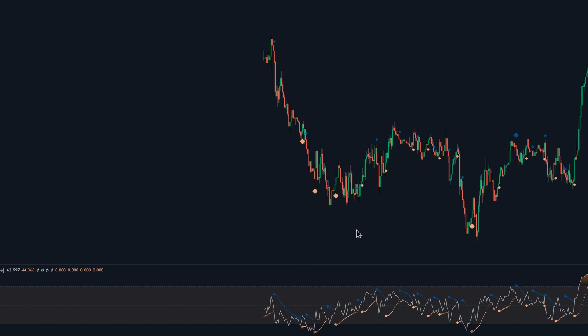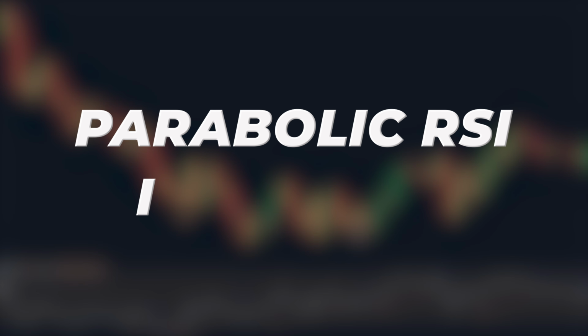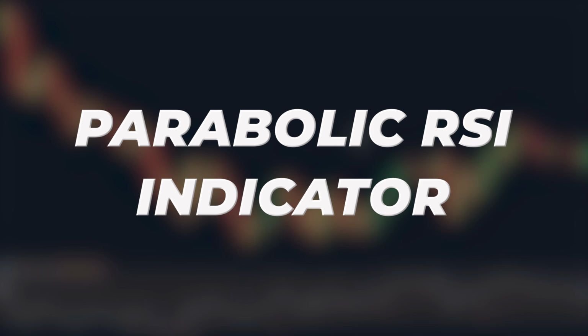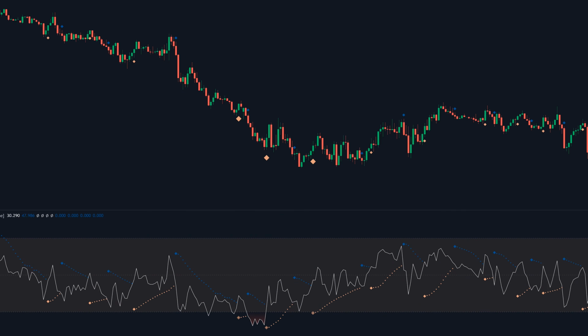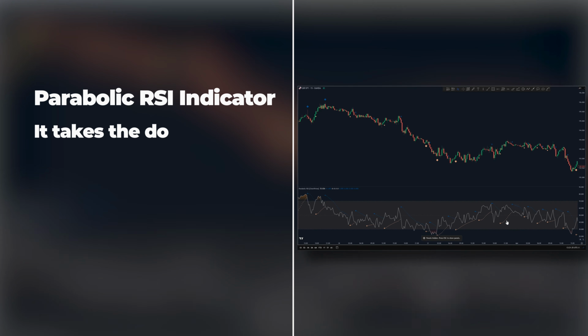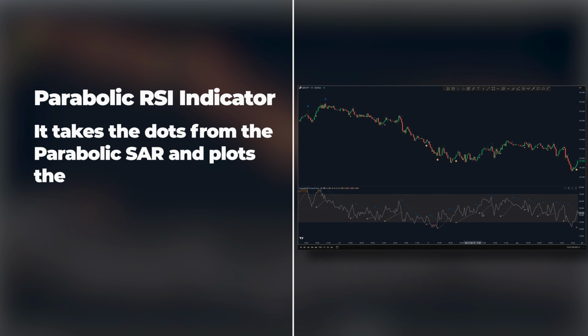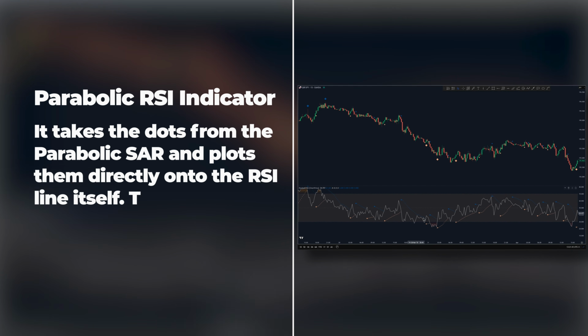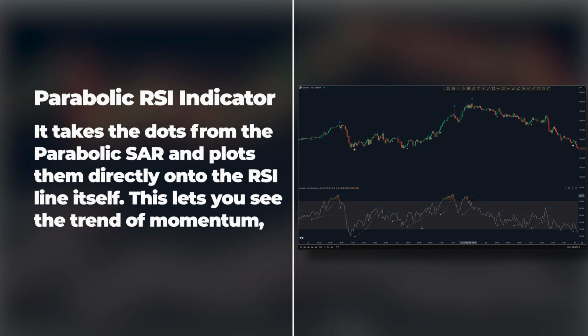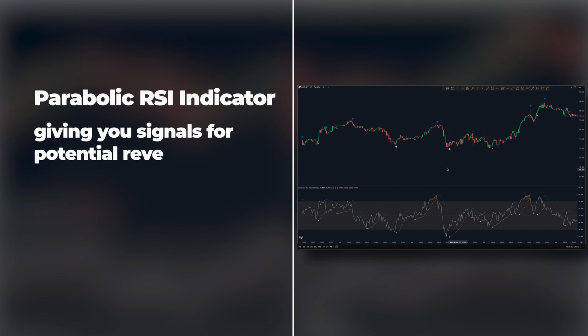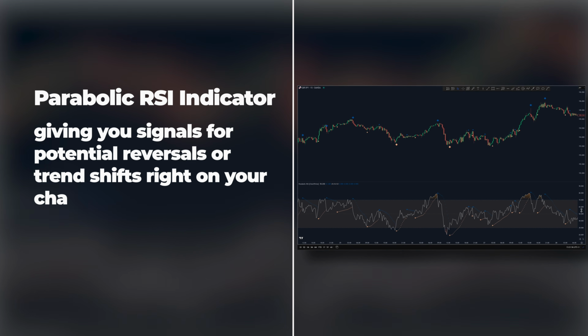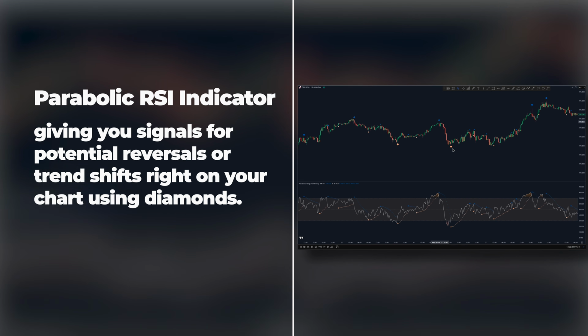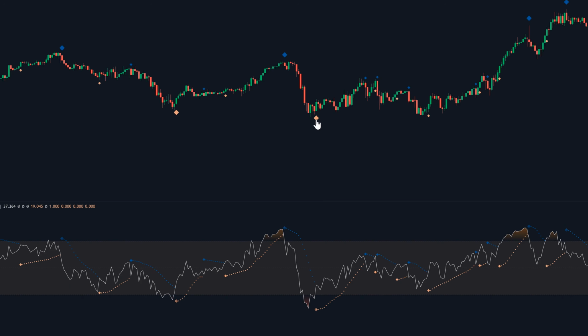Ladies and gentlemen, this is the all-powerful Parabolic RSI indicator by ChartPrime. So, what this indicator does is pretty neat. It takes the dots from the Parabolic SAR and plots them directly onto the RSI line itself. This lets you see the trend of momentum, giving you signals for potential reversals or trend shifts right on your chart using diamonds.